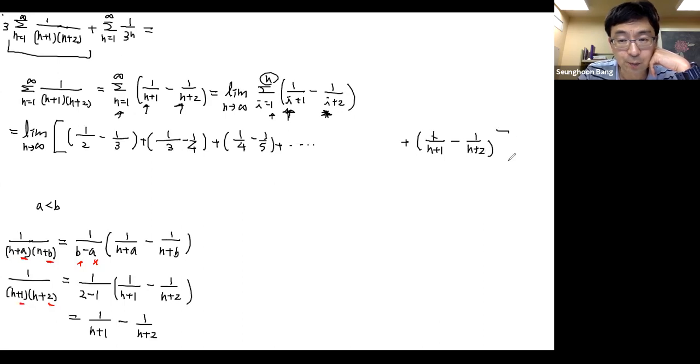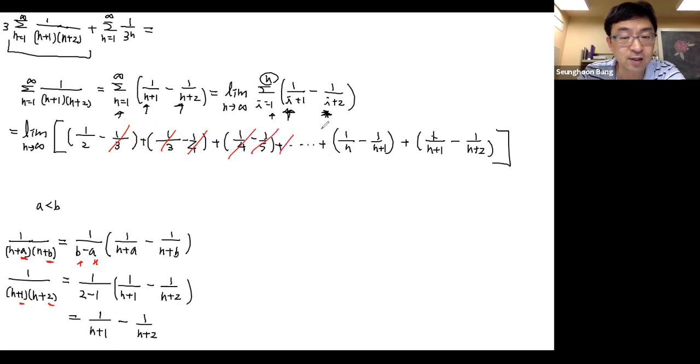Like the previous one, just replace i by n minus 1: 1 over (n minus 1 plus 1) is 1 over n, and n minus 1 plus 2 is n plus 1. Like this. Next, you have to cancel the same things. 1 over 3 cancels, 1 over 4 cancels, 1 over 5 cancels, everything cancels. The remaining terms are 1 over 2 and minus 1 over (n plus 2).